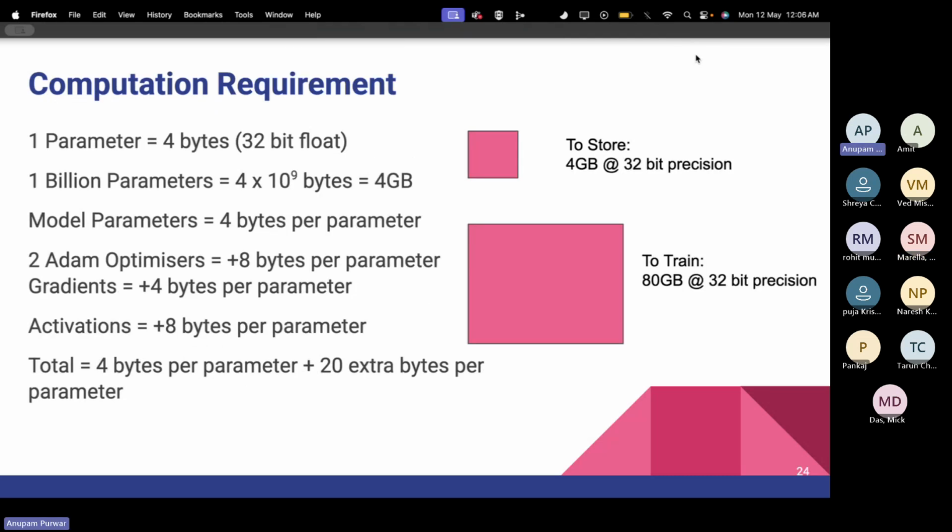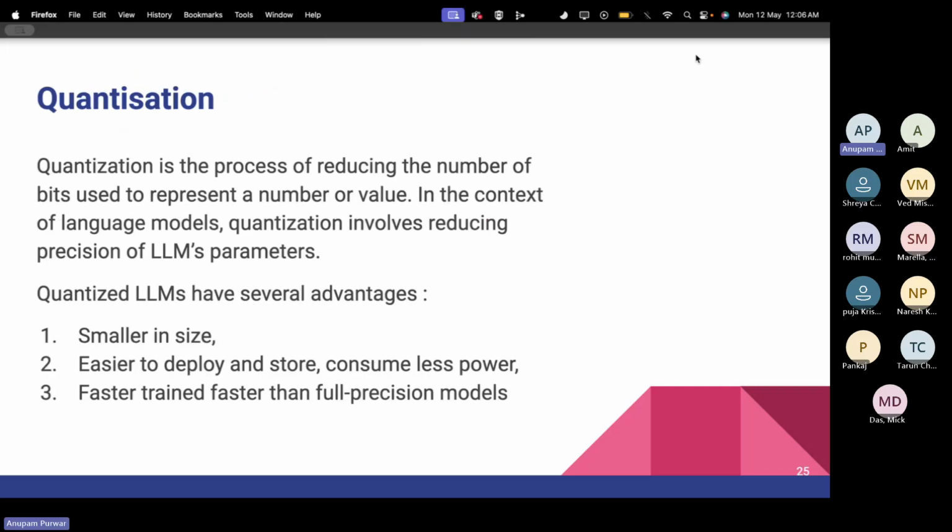Now one way to really reduce the requirement of storage is quantization. In quantization, what we really do is convert a 32-bit float number into a 16-bit or a 4-bit. You'll see that with quantization, the performance of the model changes a little bit, not that much, but you are able to achieve that objective.